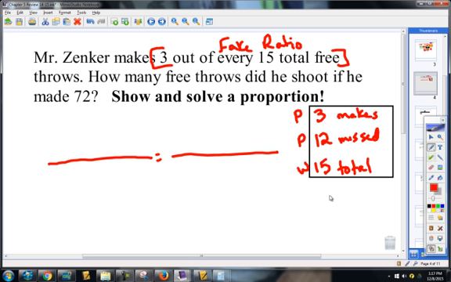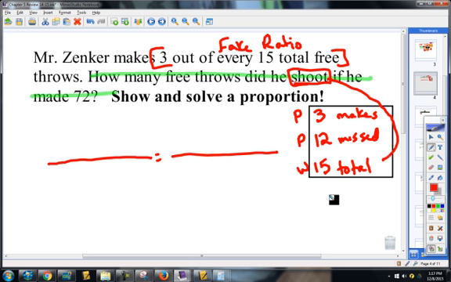Read the question. That's always going to contain the real information. Right there's your real information in green. How many free throws did he shoot? Now, this might confuse some of you. I don't see shoot down here, so maybe that gets a little challenging, but think about it. When you shoot the basketball, you can either make it or miss it. So wouldn't that go with total? Yes, it would. So we know that one of our labels is total.